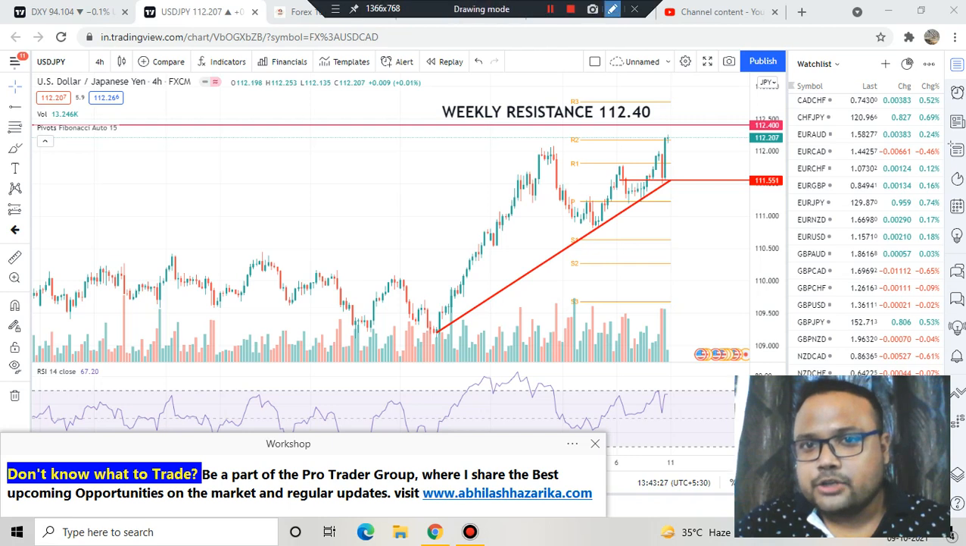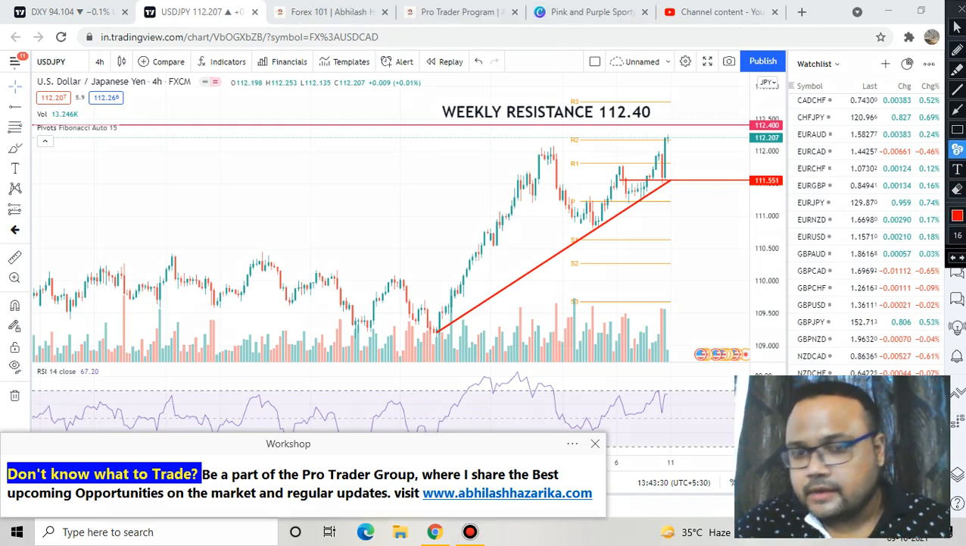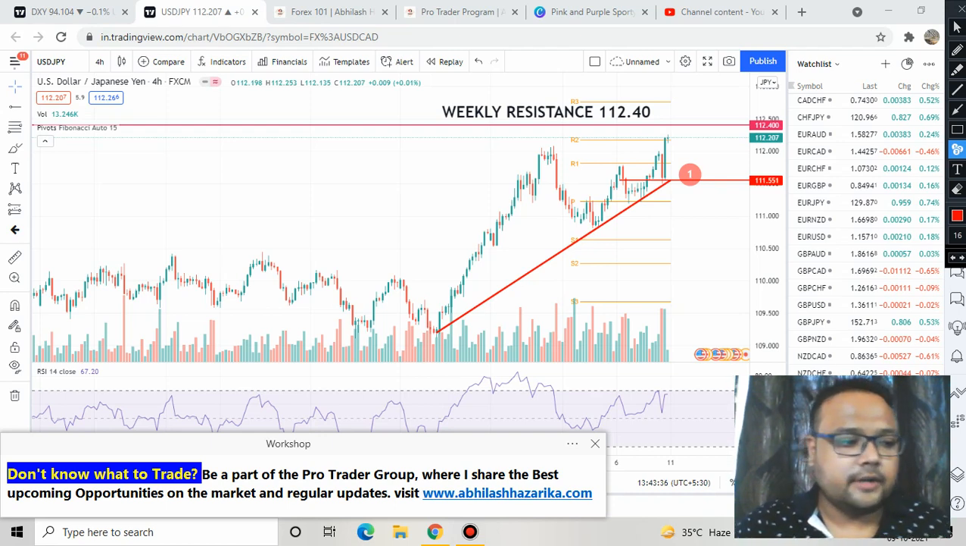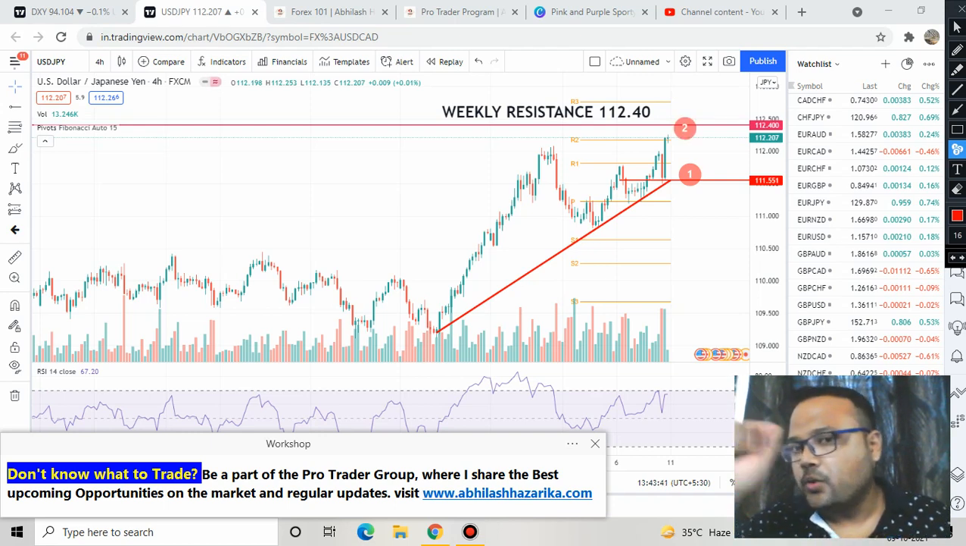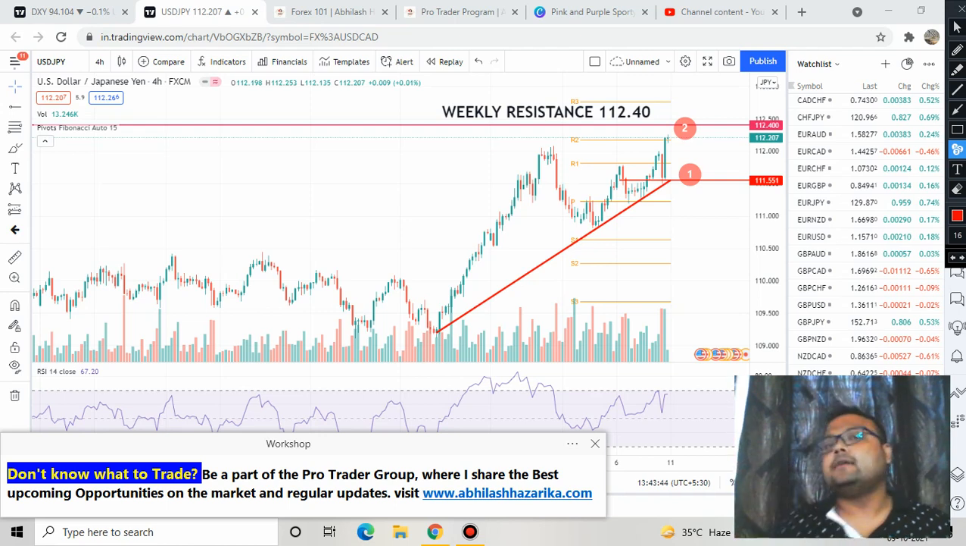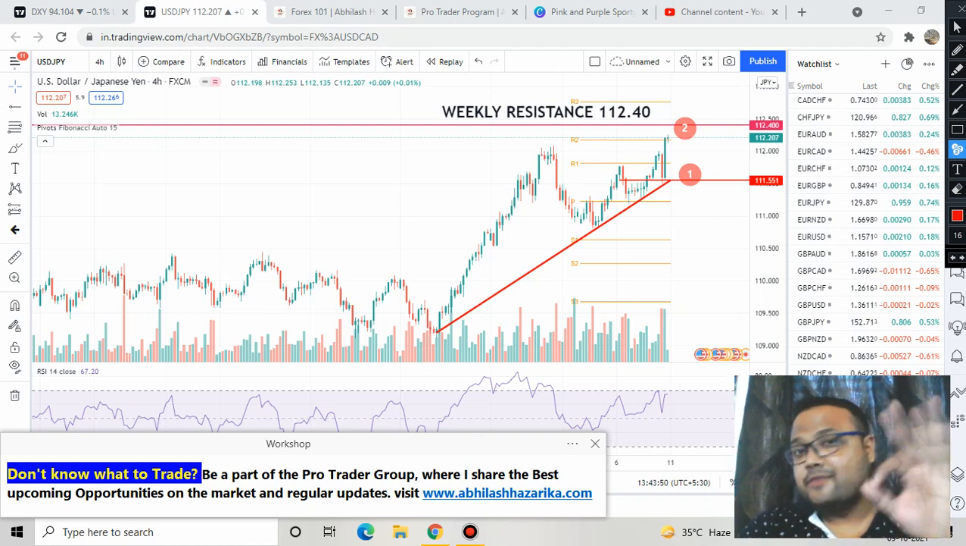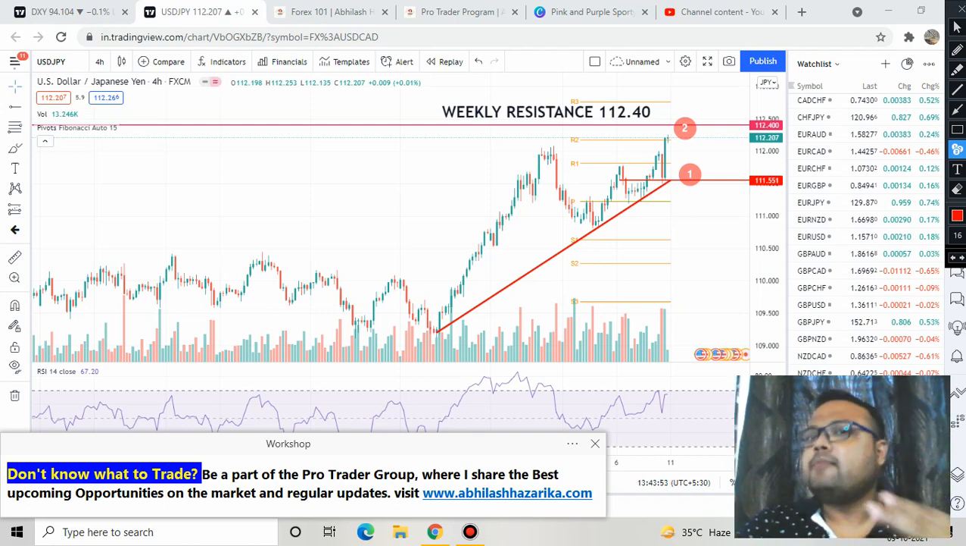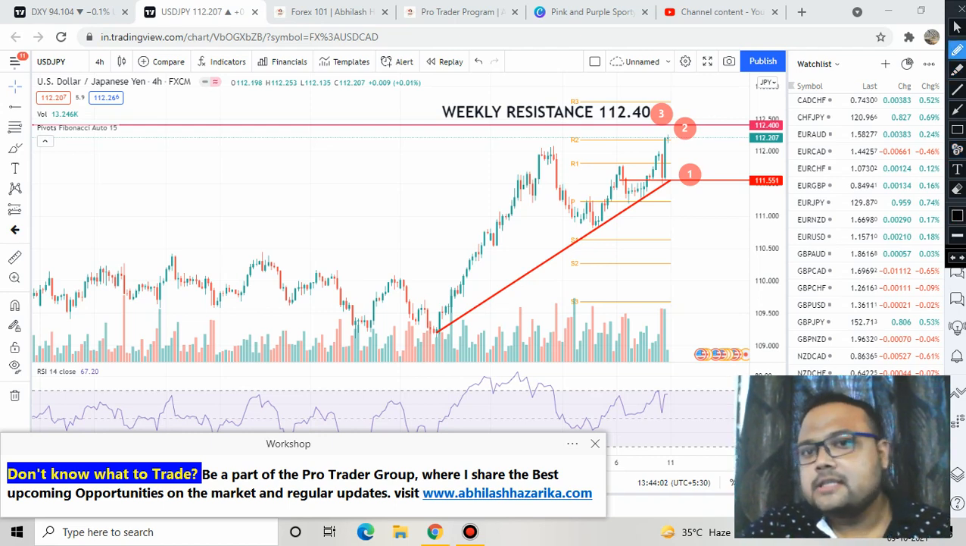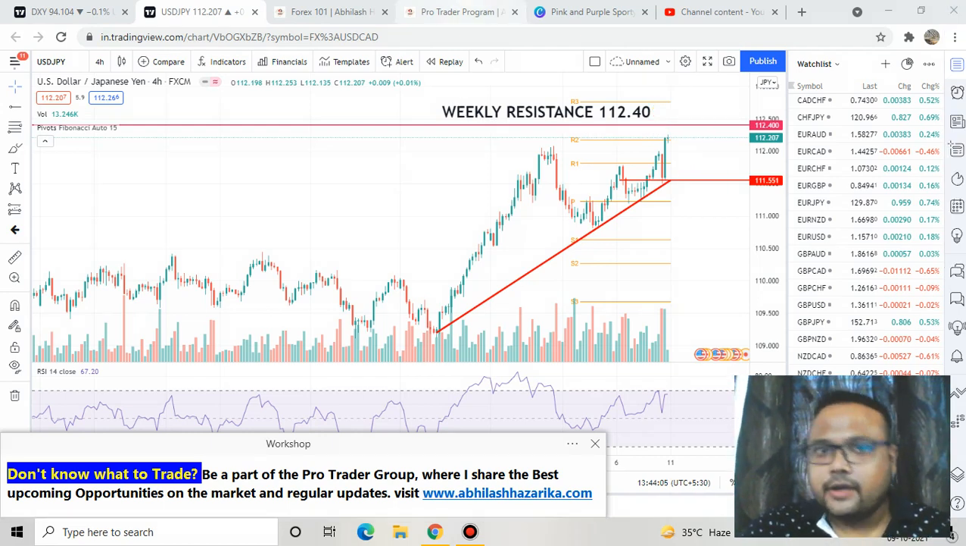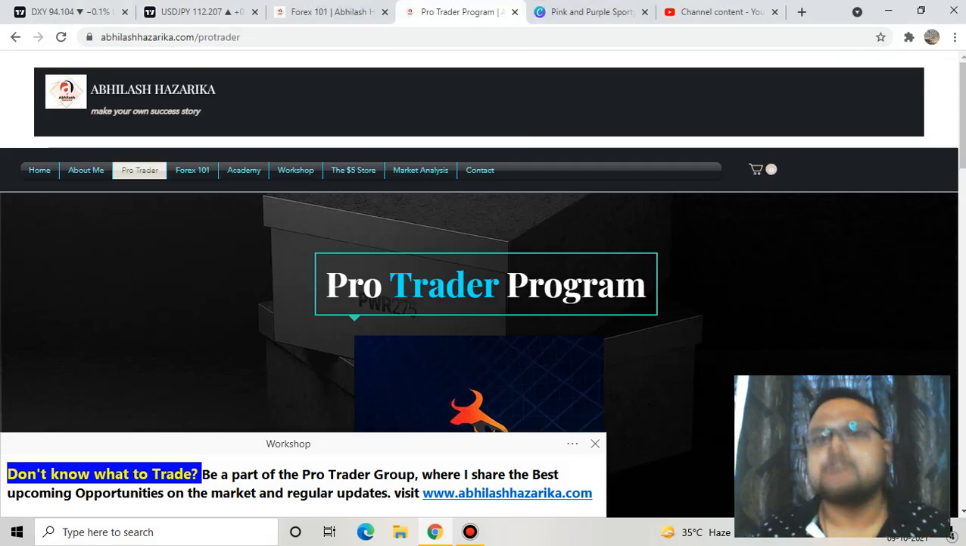So your first trading opportunity is, if the market comes down and retraces, buy at 111.55. Second, if the market reverses from the weekly resistance, you can go for a sell, or short the market, at the weekly resistance. If the market reverses well, yes, confirmation is important. Third is, if the market breaks out, or starts trading above 112.40, you can go for a buy above this, because you will get the confirmation that this is the new support for the market. So these are the trading opportunities for us in USDJPY.